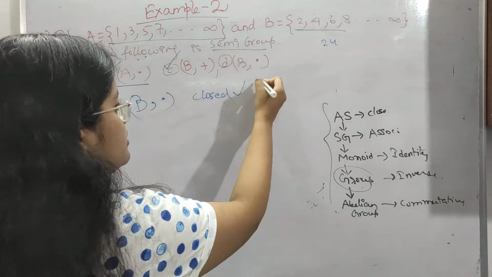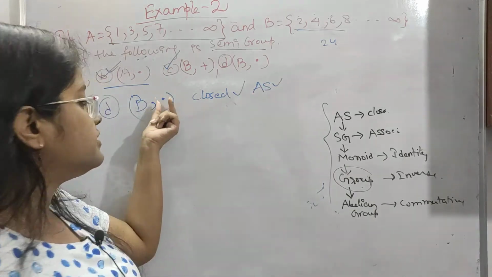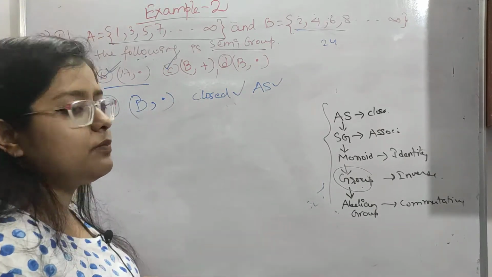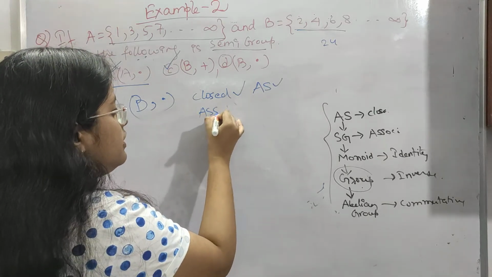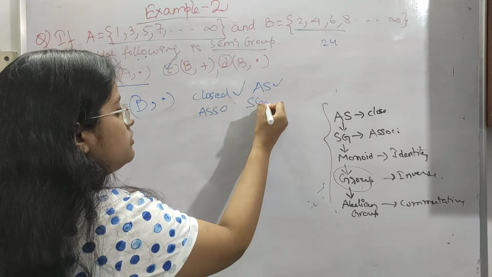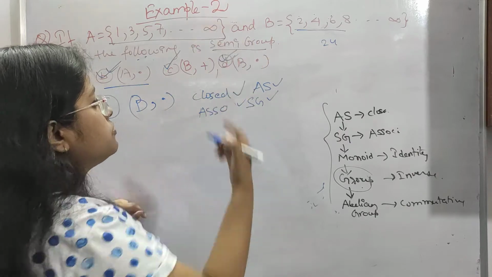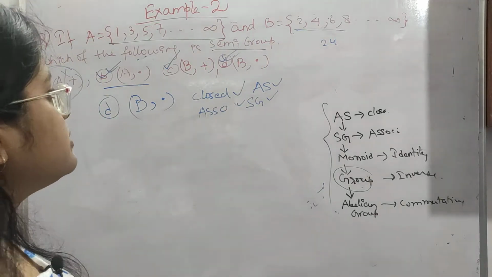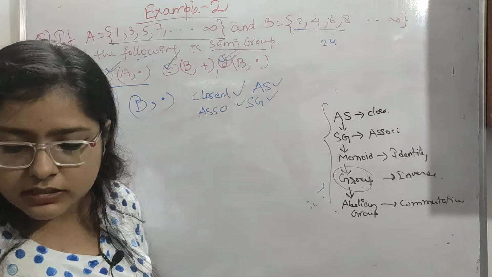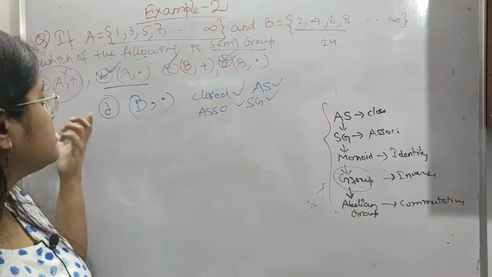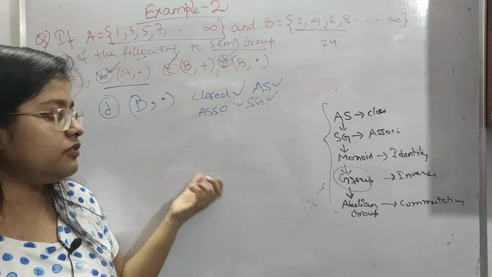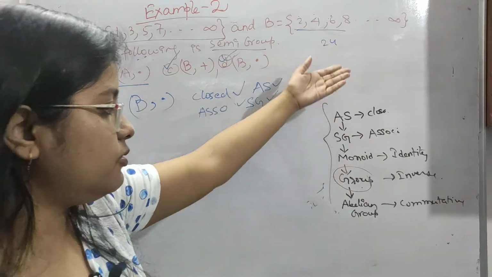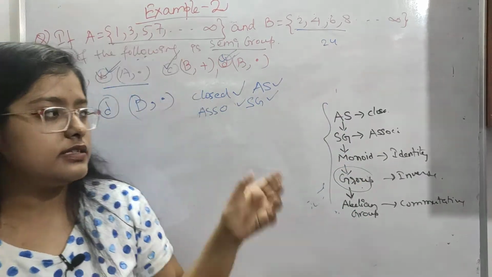Then it is an algebraic structure, and since it is multiplication again, it will be associative, and hence it is a semigroup. Okay, so this is true, this is also a semigroup. Only this is not a semigroup because it is not an algebraic structure. Okay, so since it is not an algebraic structure, it will never be anything, not even a semigroup. Okay, so let's see another example.